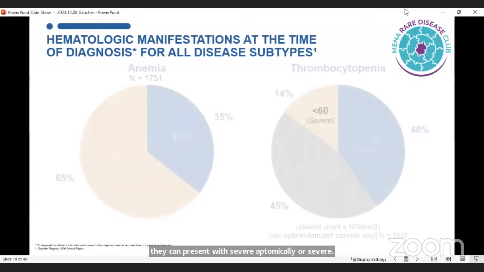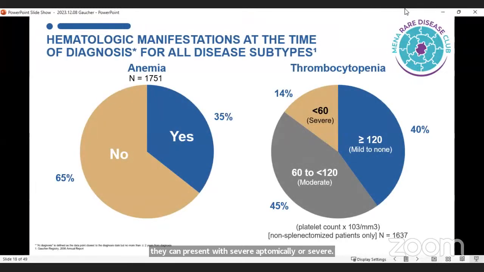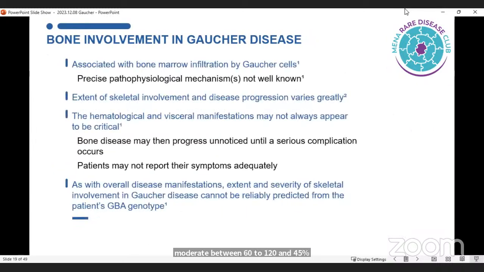Again, at time of diagnosis, 35% of individuals presented with anemia, and about half presented with moderate to severe thrombocytopenia: severe, less than 60 platelets, in 14%, and moderate, between 60 to 120, in 45%.